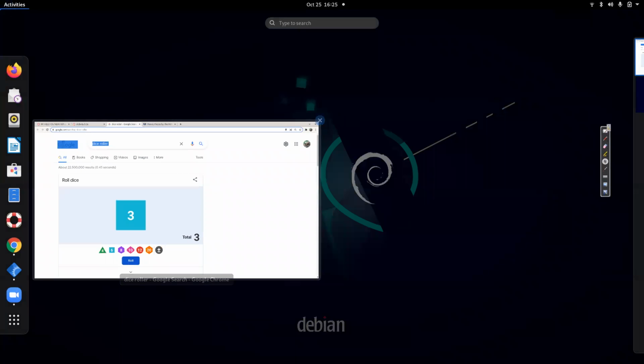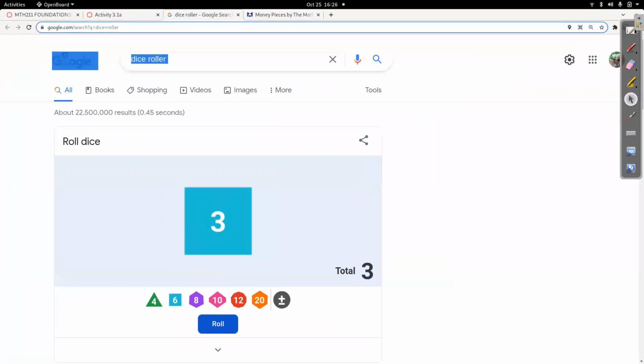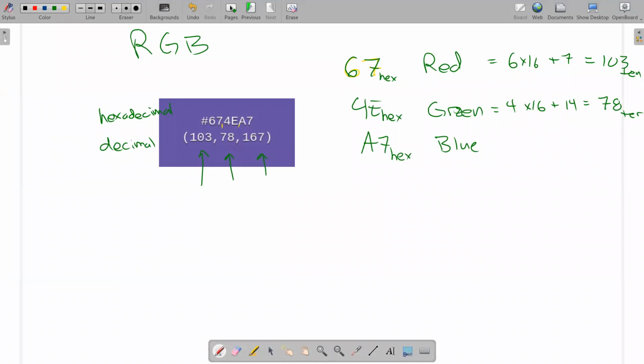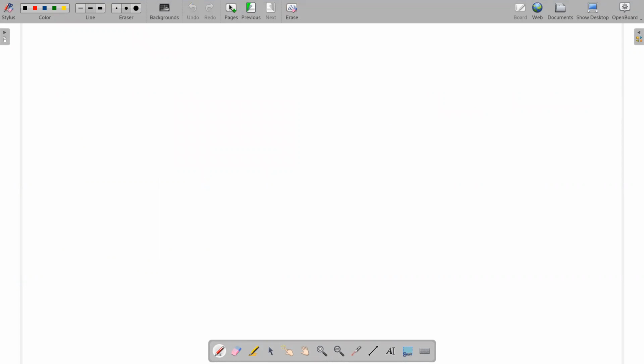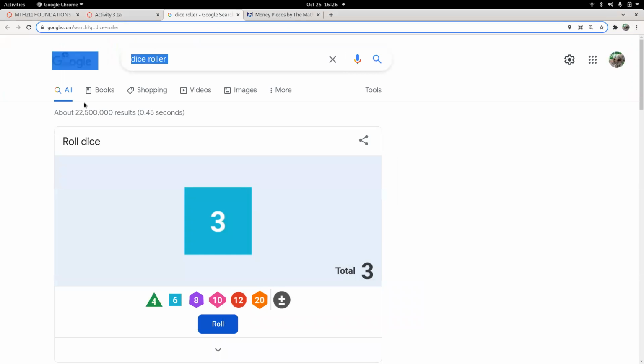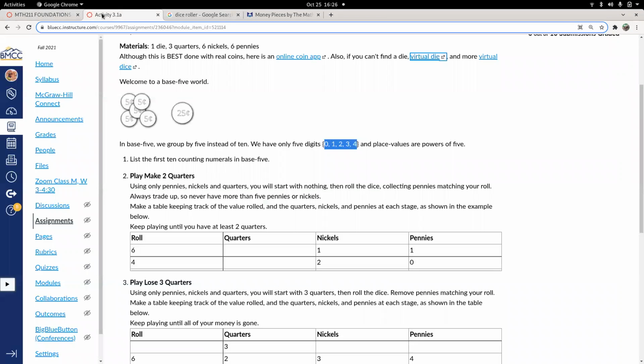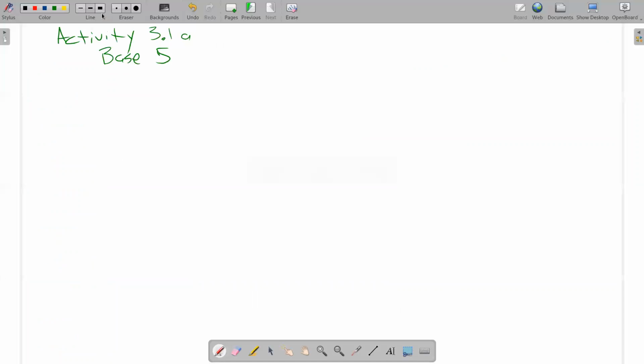I need a piece of paper to take notes on. I'm not going to do the whole thing, I'm just going to get it set up. So this is activity 3-1A, and we are playing with base 5. Am I doing part 2 or part 3? Let's see. This is part 2. And so I want to build 2 quarters, is this one.